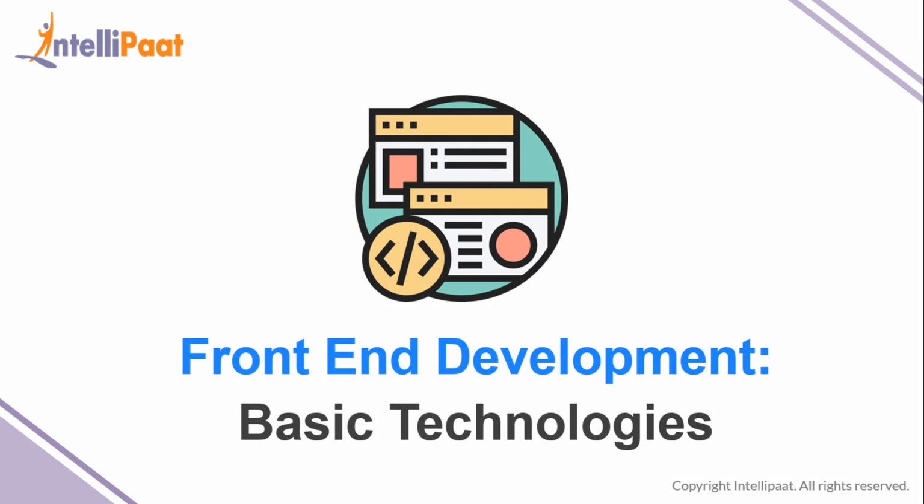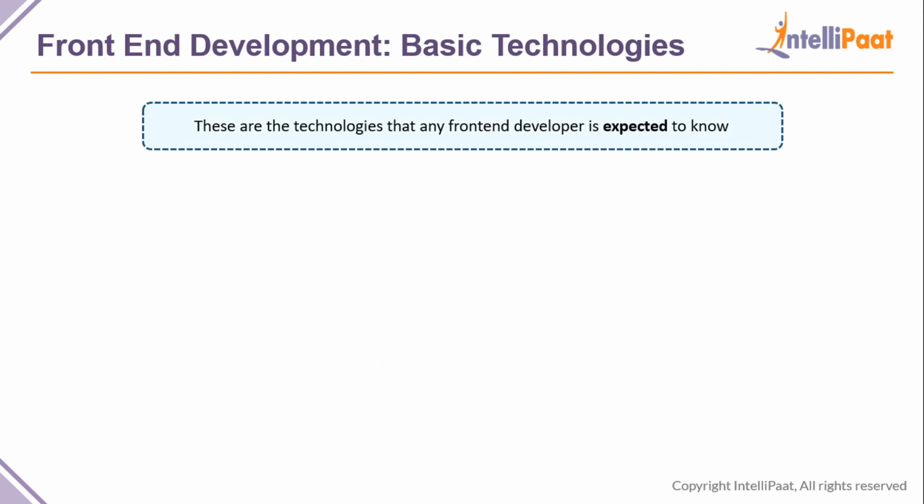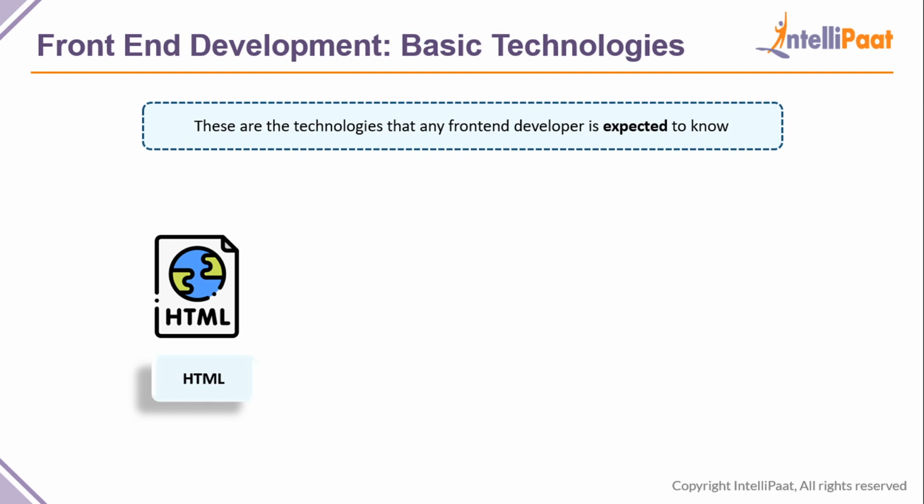Now let's take a look at some of the basic technologies that you are expected to know as a front-end developer. So these are the technologies that any front-end developer is expected to know. If you wish to call yourself a front-end developer, then you must know these three technologies quite well. First is HTML. So HTML stands for Hypertext Markup Language. It is the language that is understood by the browsers, and this is what allows the browser to understand the structure of your web page.